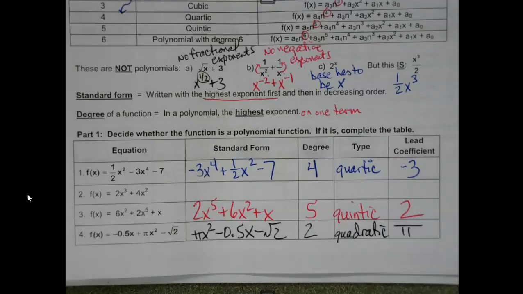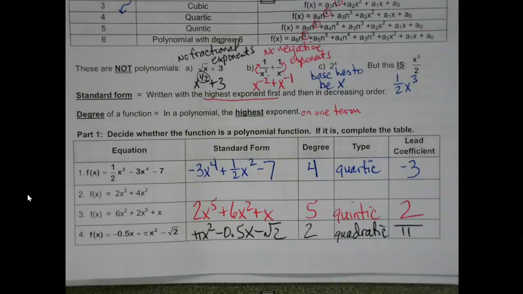Okay, so number 3, largest exponent is 5. So that's where we got to start with our standard form and work our way down. The degree goes by whatever that largest exponent is. The largest exponent tells us what name we need to use for the type. In this case, quintic. Again, a weird one. And my lead coefficient is 2 because once I'm in standard form, whatever number's in front counts for that.